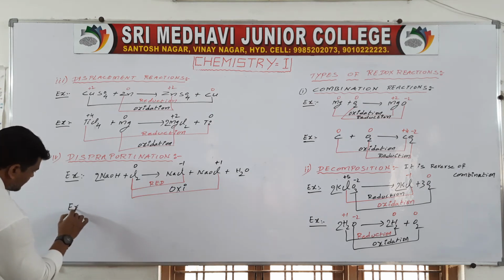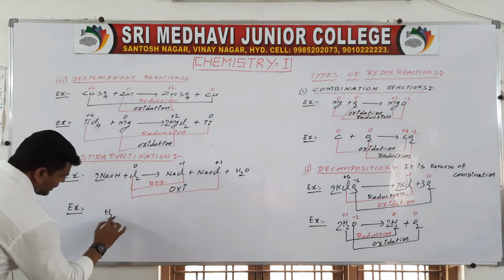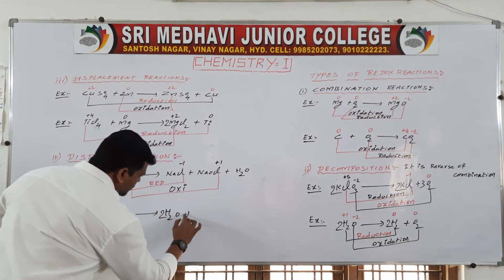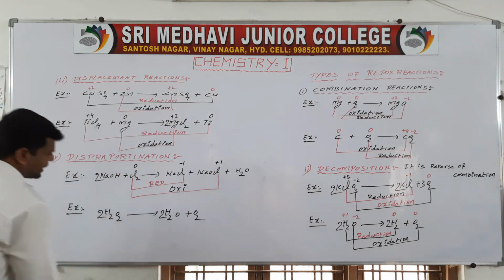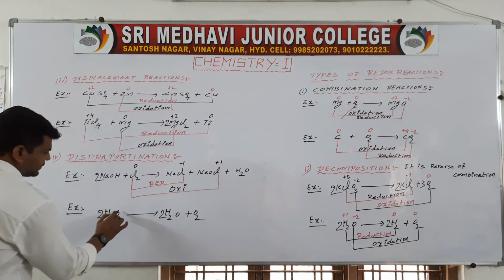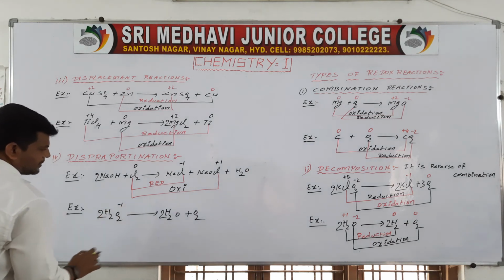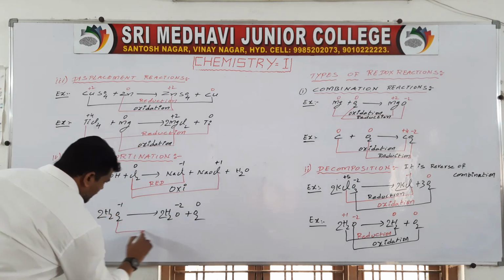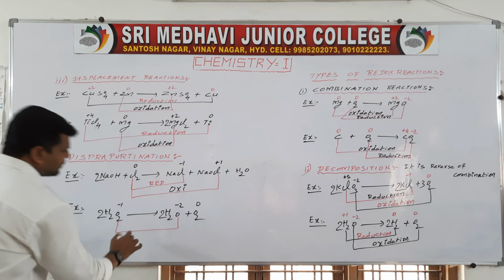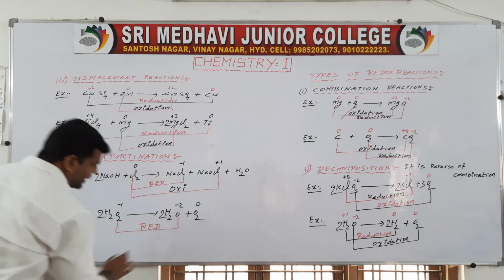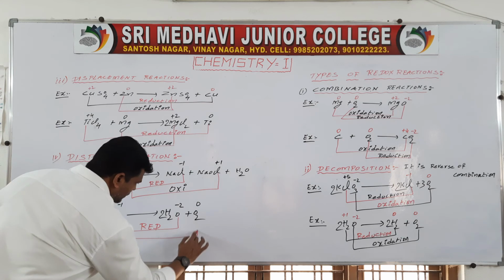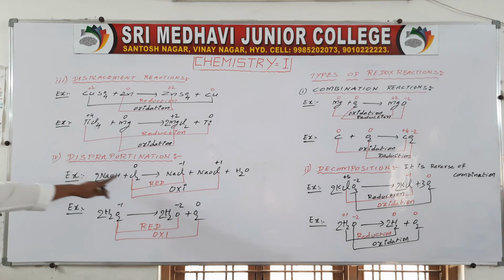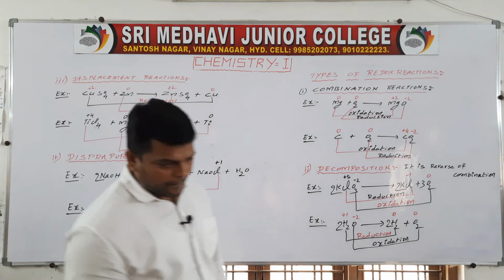One more example, H2O2 gives rise to 2H2O plus O2. Here oxygen is minus 1, here oxygen is minus 2, here 0. So oxygen minus 1 to minus 2, reduction; same oxygen, minus 1 to 0, oxidation. So these are disproportionation reactions.